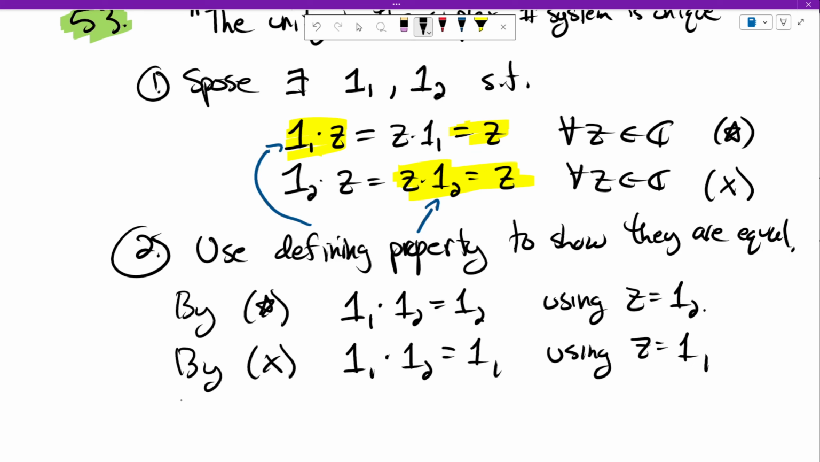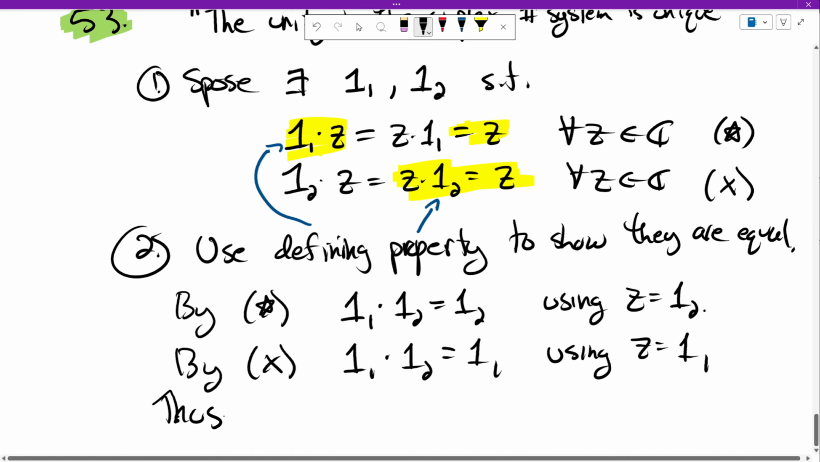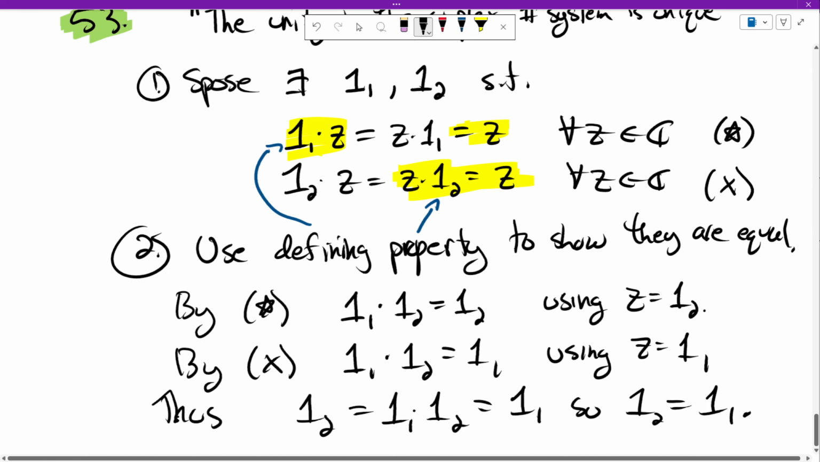The left-hand terms are the same. So 1_2 for our first one is 1_1 times 1_2, and then for the second one, 1_1 times 1_2 is also equal to 1_1. So it must be that our two different units were the same thing. Now this is a bit silly over the complex numbers because of course only 1 is the one that works. Nevertheless, it's important to prove these basic properties.